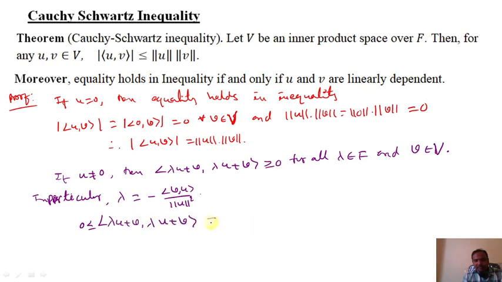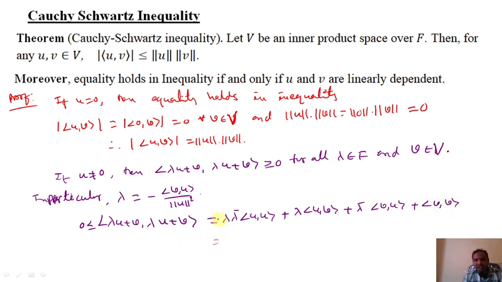Now write this inner product using the definition. λu into λu gives λ times λ bar, since the first element is λ and the second is λ bar, so ⟨u, u⟩. Next plus λ times ⟨u, v⟩, where λ is the first element. Plus next, v into λ, for the second element, gives λ bar times ⟨v, u⟩, plus ⟨v, v⟩.